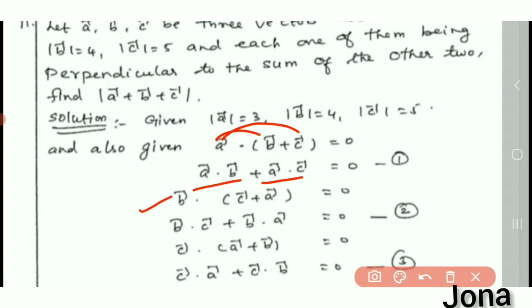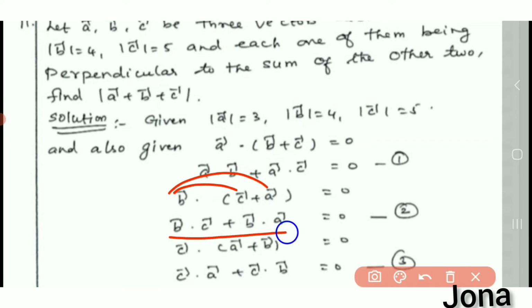And then take the other two. The second one, B vector dot (C plus A) equals 0. So here also you have to multiply: B dot C plus B dot A equals 0. And then the next one, C vector dot (A vector plus B vector), which is C dot A plus C dot B equal to 0.